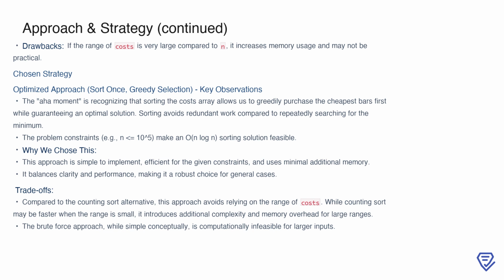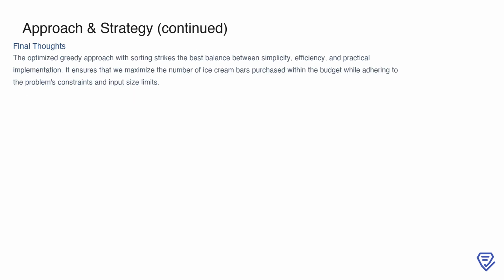The key insight here is that sorting the costs array once provides a clear path to an optimal solution without the additional complexity or constraints of the counting sort method. Ultimately, the optimized greedy approach strikes the ideal balance between simplicity and efficiency. Sorting the costs array is both practical and feasible within the problem's constraints, allowing us to maximize the number of ice cream bars purchased while adhering to the budget.